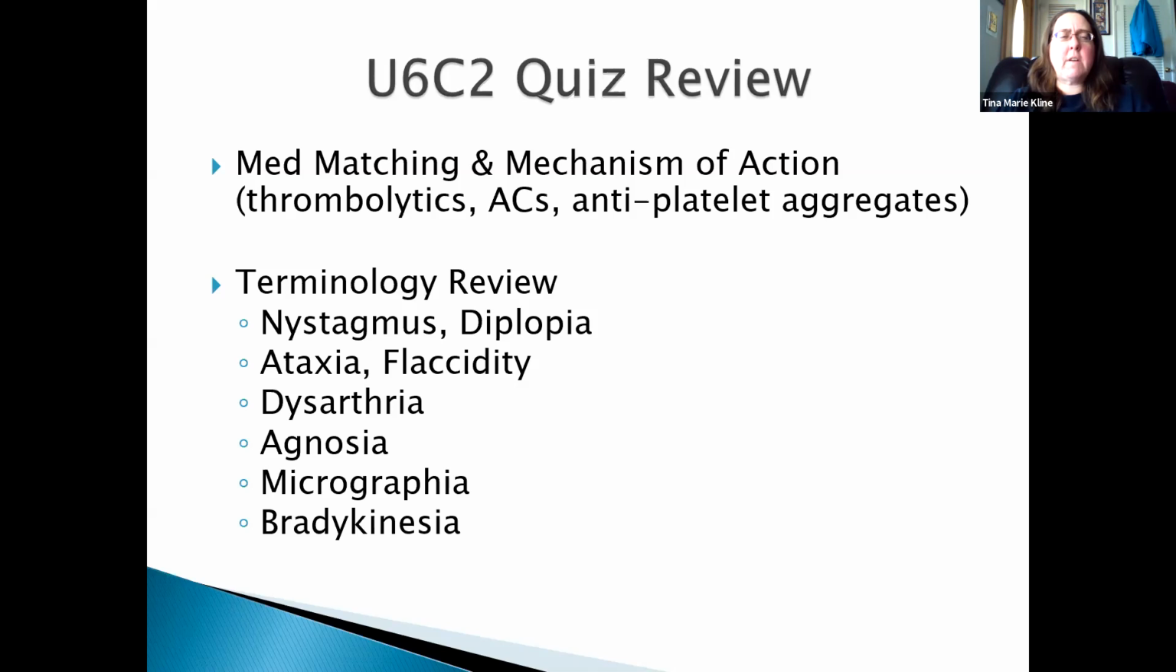Micrographia refers to very small, illegible handwriting. We'll talk about this in relation to Parkinson's disease today. And then, of course, bradykinesia, which refers to very slow physical movements with ambulation, but also that slow speech that you see with your Parkinson's disease patients.